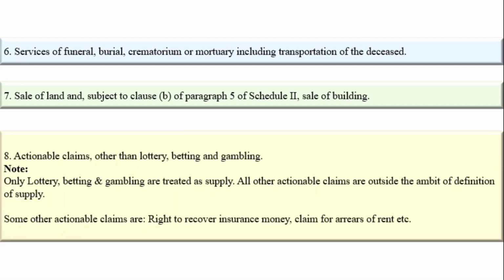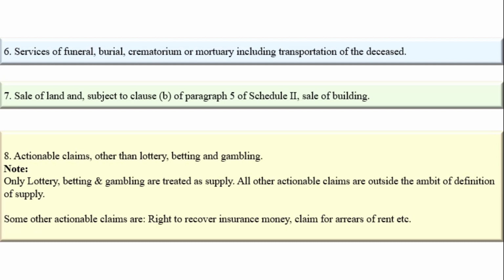Next point, actionable claims other than lottery, betting and gambling. Note, only lottery, betting and gambling are treated as a supply. Otherwise, all actionable claims are outside the ambit of the definition of supply. Some other actionable claims are like the right to recover insurance money, claims of arrears of rent, etc. So these are also actionable claims, but this is not treated as a supply and GST is not leviable on this. But lottery, betting and gambling are also actionable claims, and there GST is applicable.